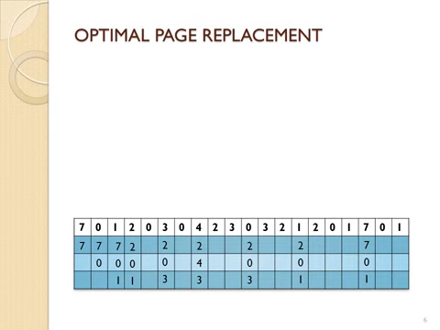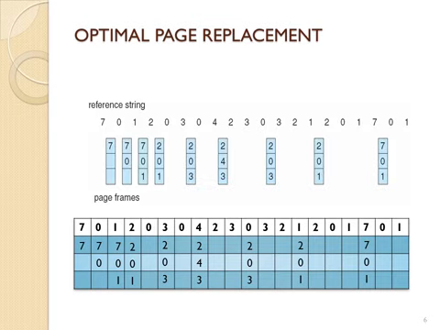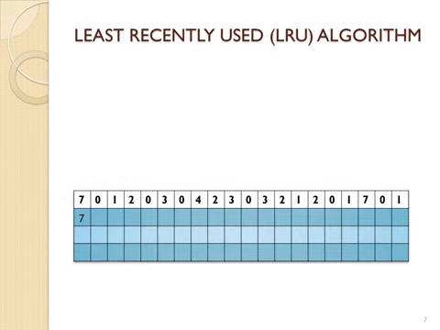And then you can count how many page faults. With the first in, first out, we had 15, and with this one, we have 1, 2, 3, 4, 5, 6, 7, 8, 9. So you can see that the optimal page replacement algorithm has given a much better result than the first in, first out.